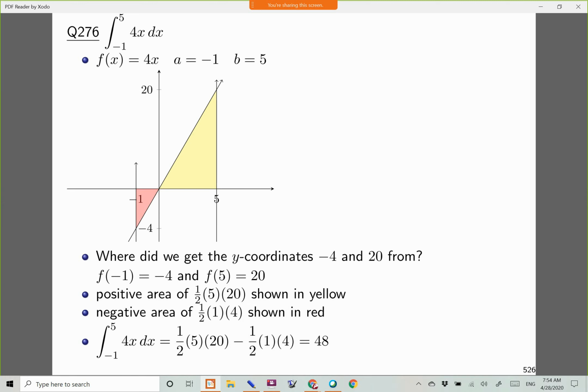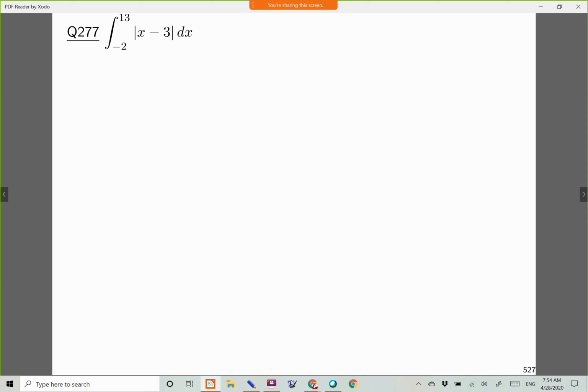So here, the next example has something a little strange going on in it. The function is right here as usual. There are two x values, -2 and 13. But the function is f of x equals absolute value of x minus 3, or if you want, you could call it y equals absolute value of x minus 3.